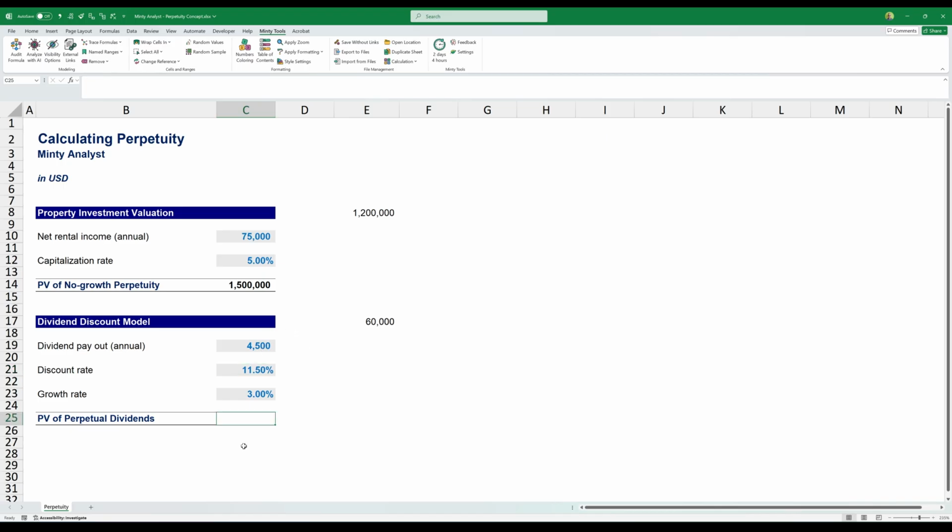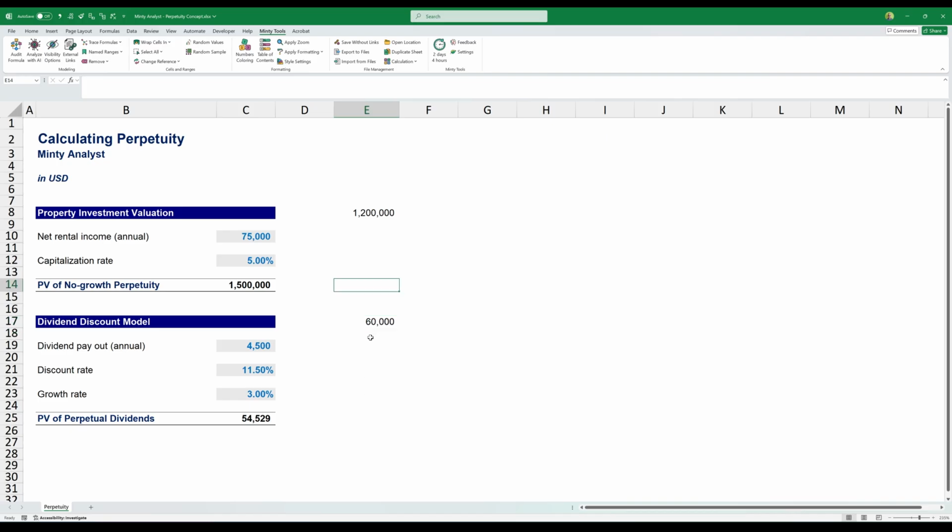The present value of the perpetual dividend is our dividend payout, and you're going to multiply that by 1 plus our growth rate, and then divide it over our discount rate minus our growth rate. And this will give us 54,500, which is below the investment cost. So if our average cost of capital, our hurdle rate, is 11.5, then this is not an investment that makes sense for us. These are 60,000 that we can invest better elsewhere.